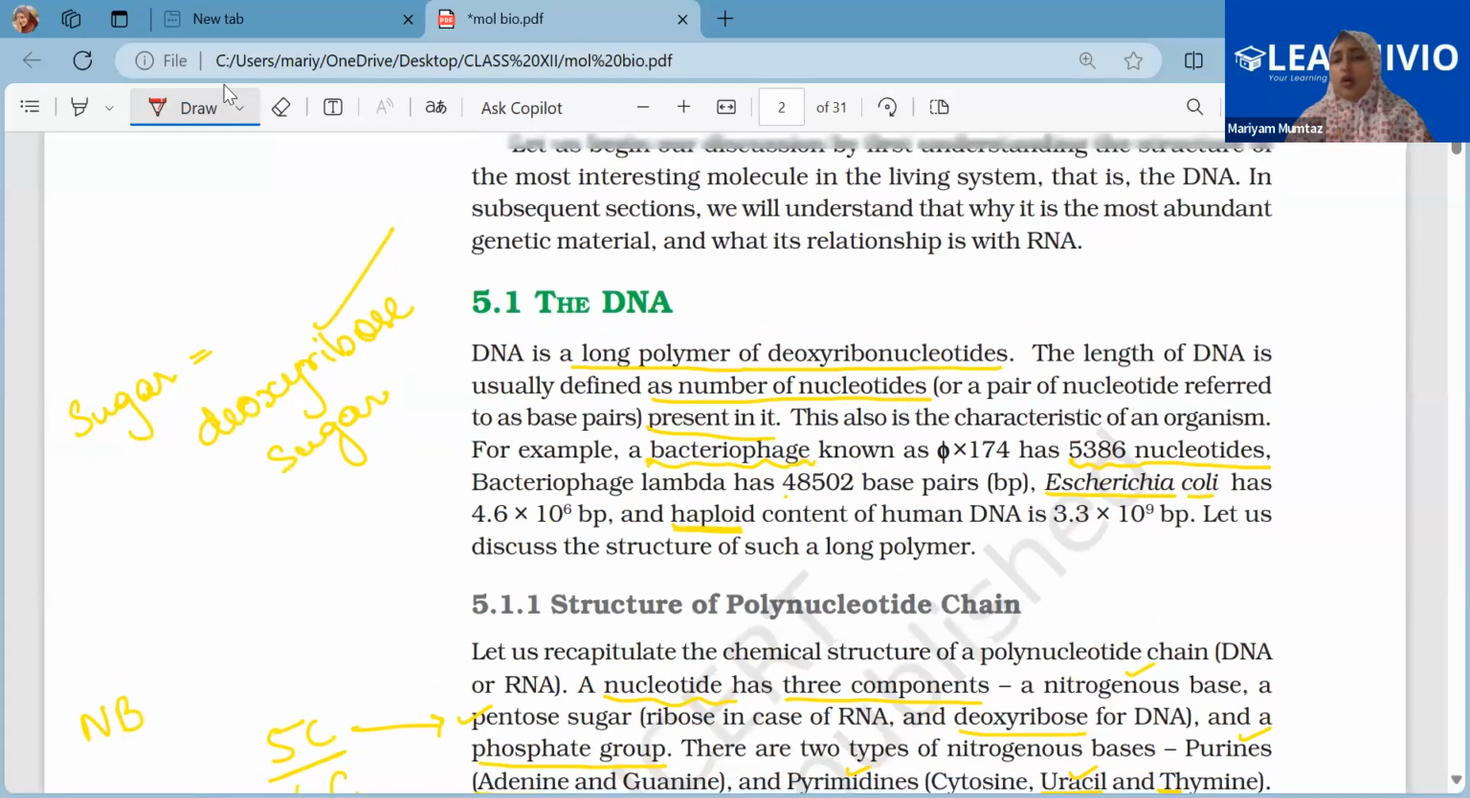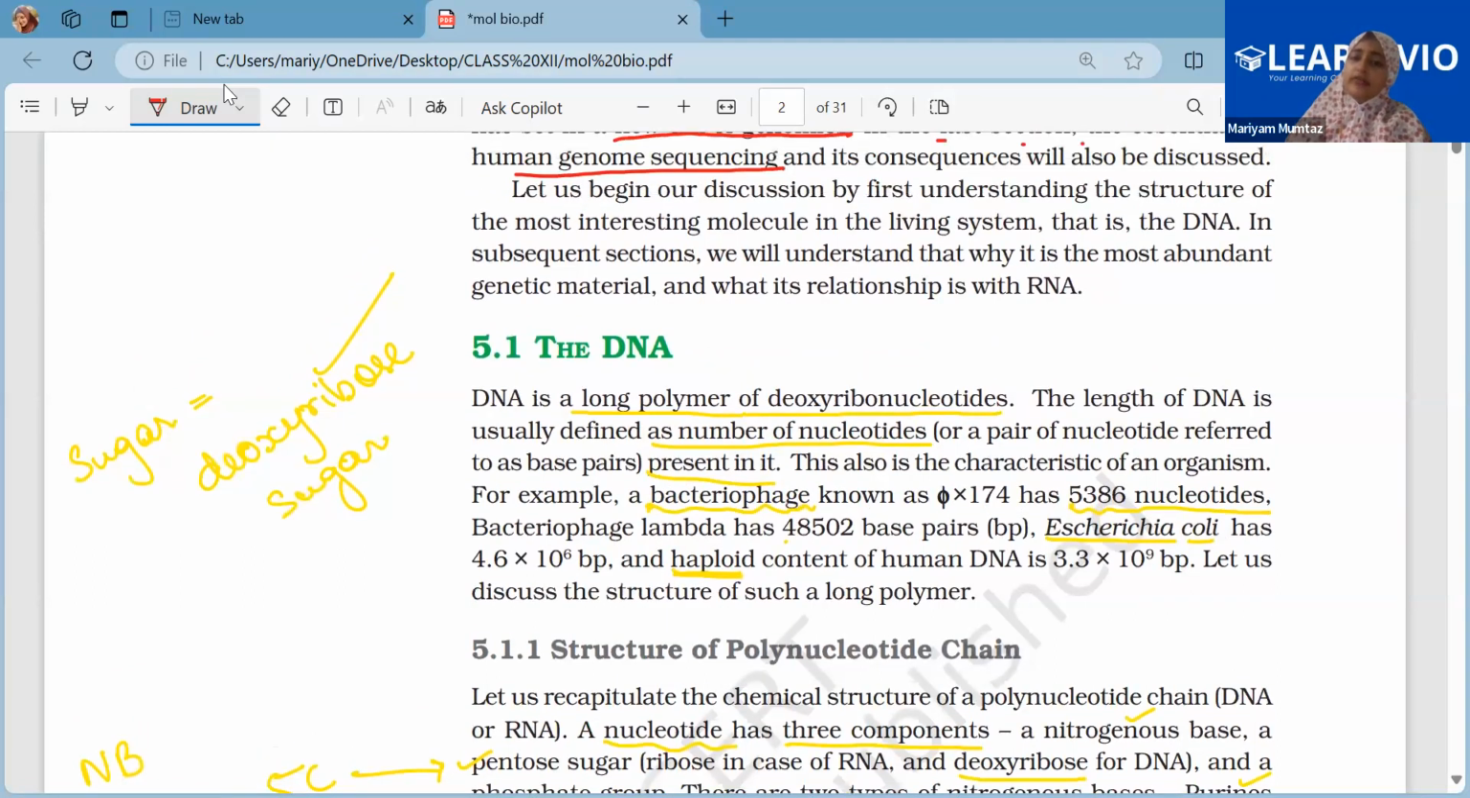We know that it is a long polymer of deoxyribonucleotides. The length of DNA is usually defined as the number of nucleotides or a pair of nucleotides referred to as base pairs that are present in it. So the length of the DNA can be defined with the help of the base pairs. Now, this is also the characteristic of an organism. The length of the DNA depends from organism to organism.